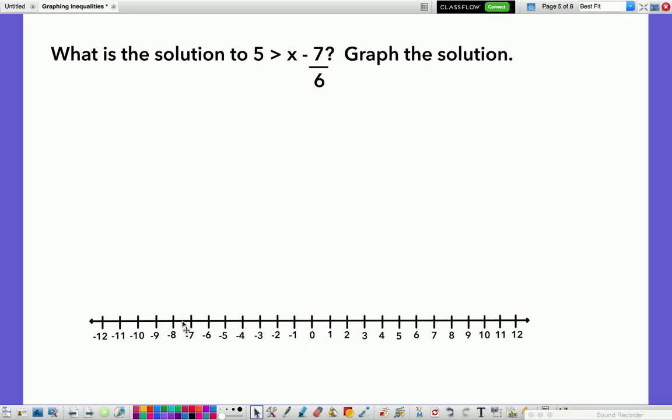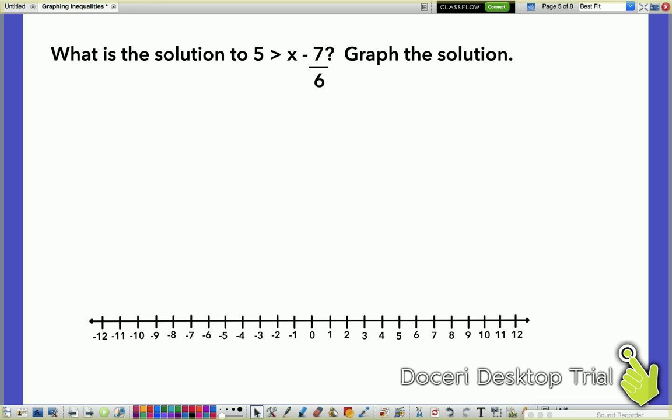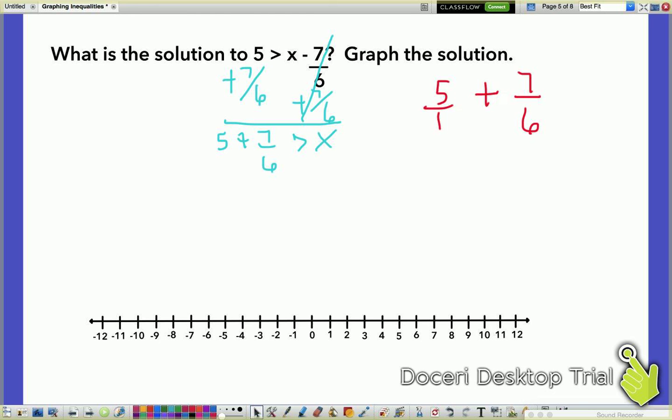I'm going to move that down because this will be, all right, so again, I'm subtracting 7 over 6. So I'm going to add 7 over 6 to both sides. Okay, I have 5 plus 7 over 6 is greater than x. Okay, what do we do when we subtract or add fractions? Well, I have this, 5 over 1 plus 7 over 6. I can't add them as they are because they do not have the same denominator.